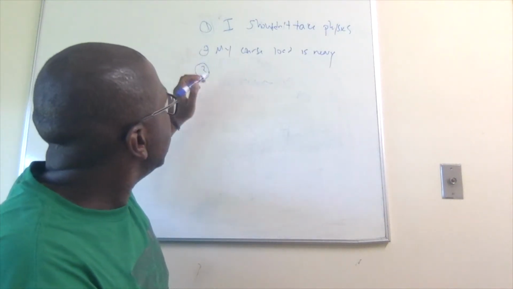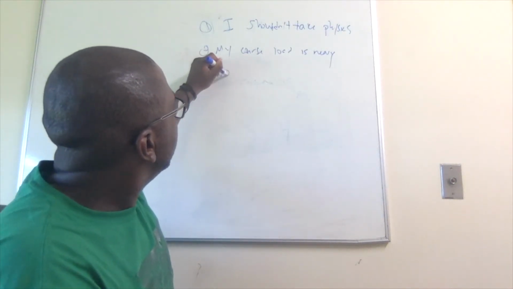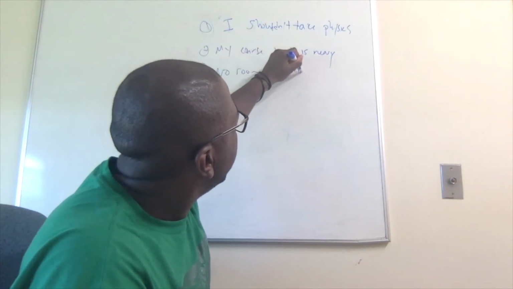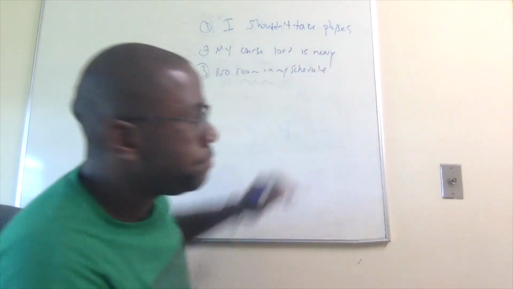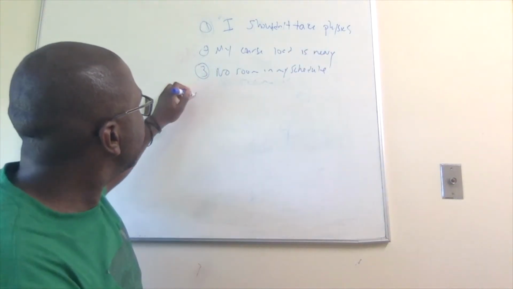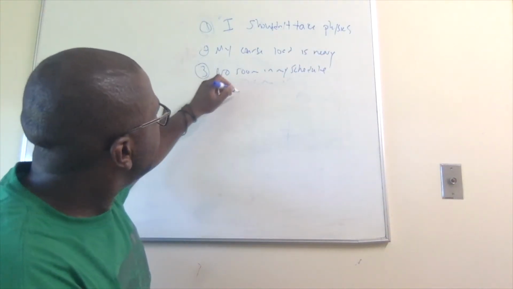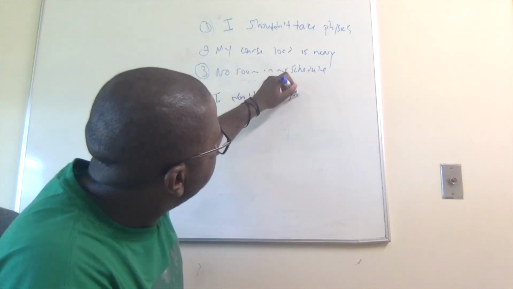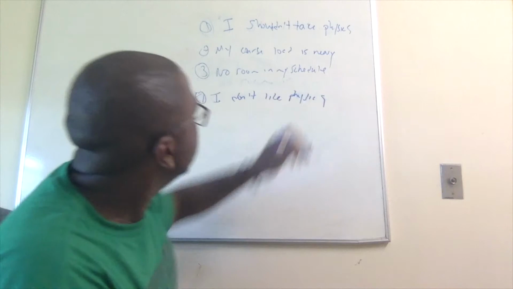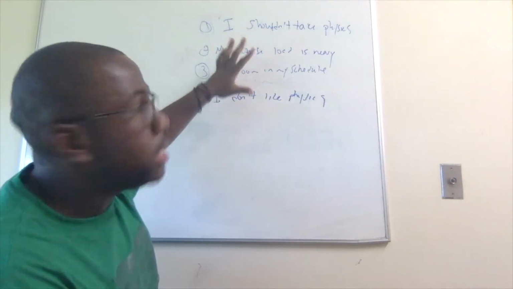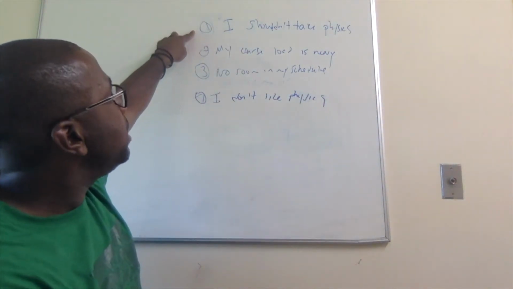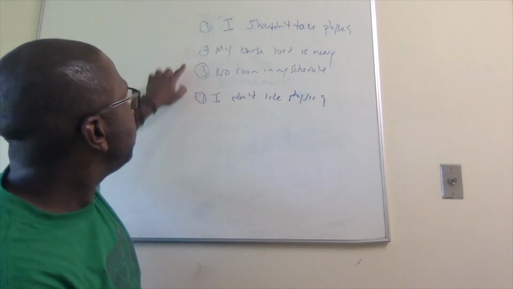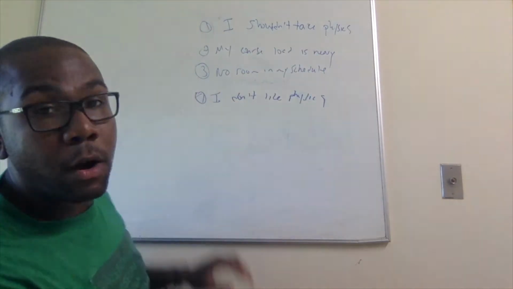Sentence 3, no room in my schedule. And then sentence 4, statement 4, I don't like physics. So here you have 4 statements. The first one being your conclusion, I shouldn't take physics this semester, followed by 3 statements that are your premises.